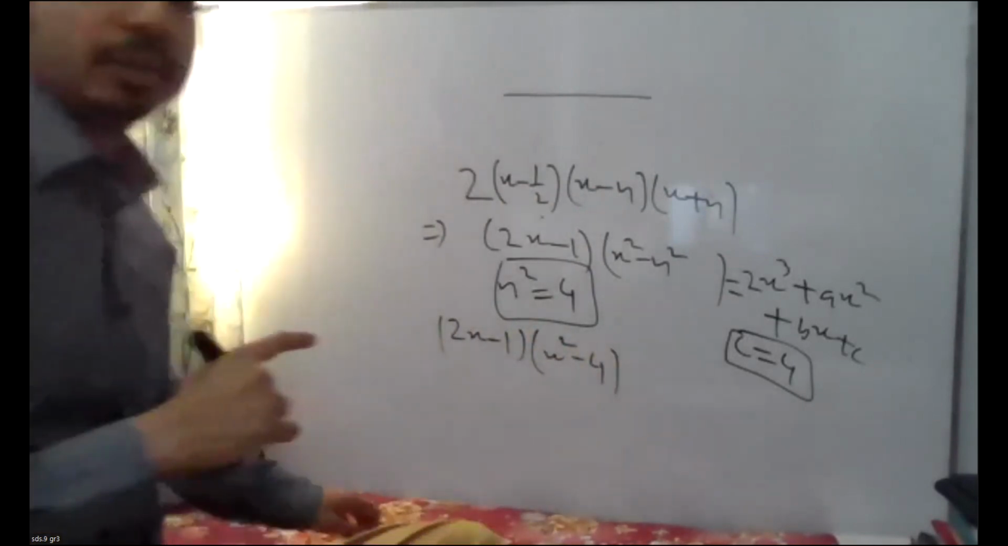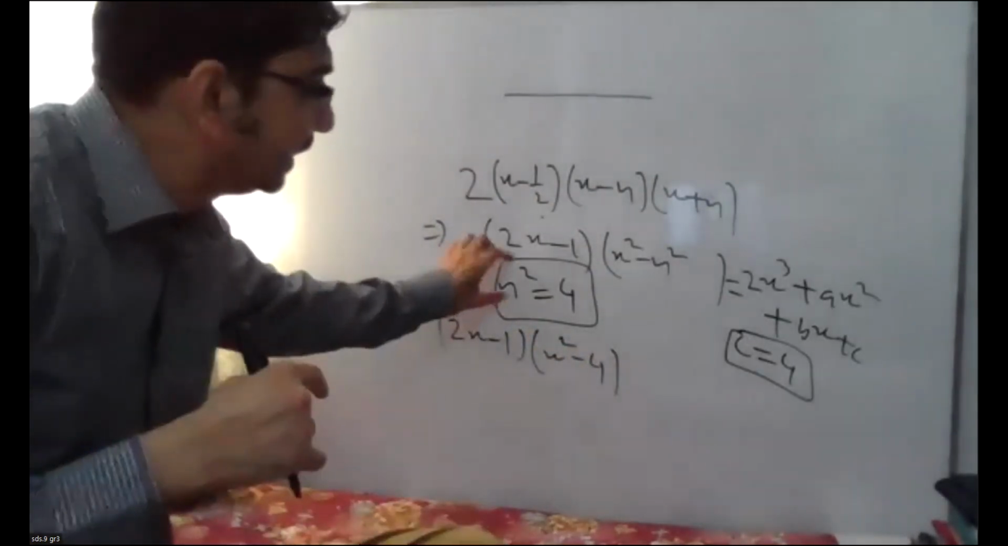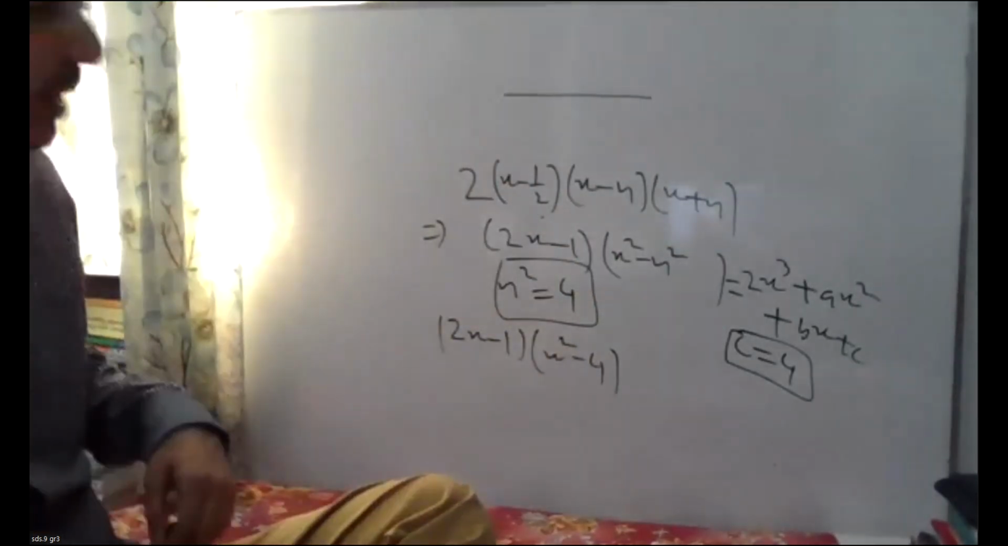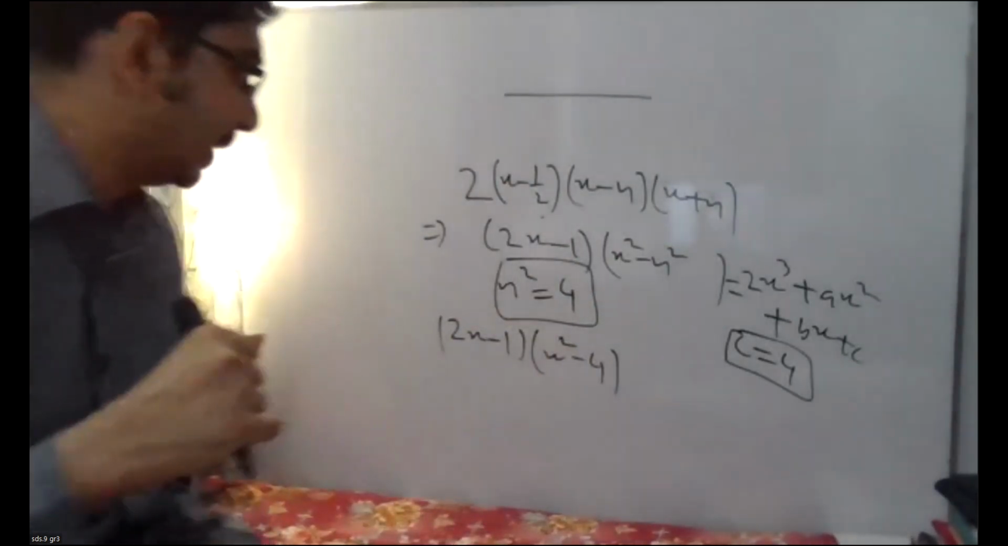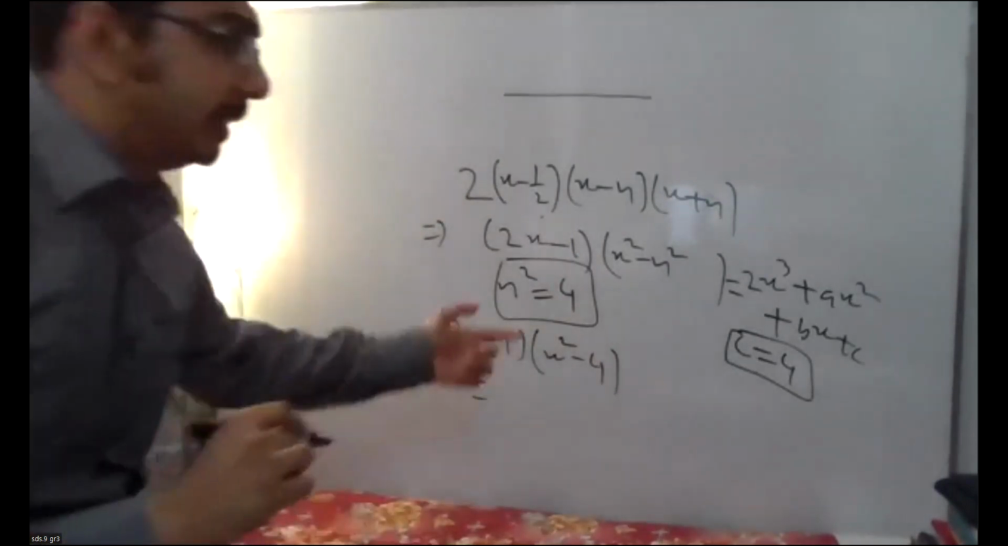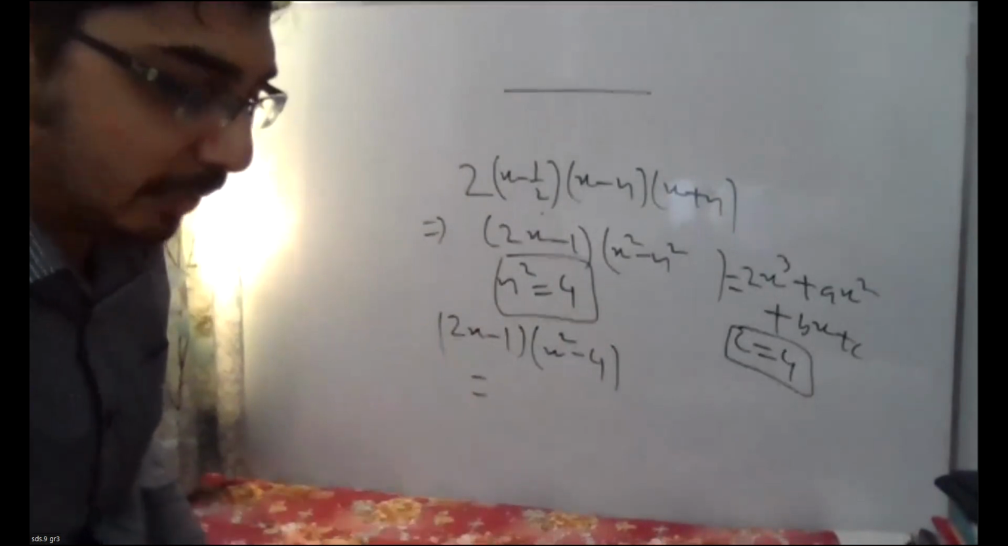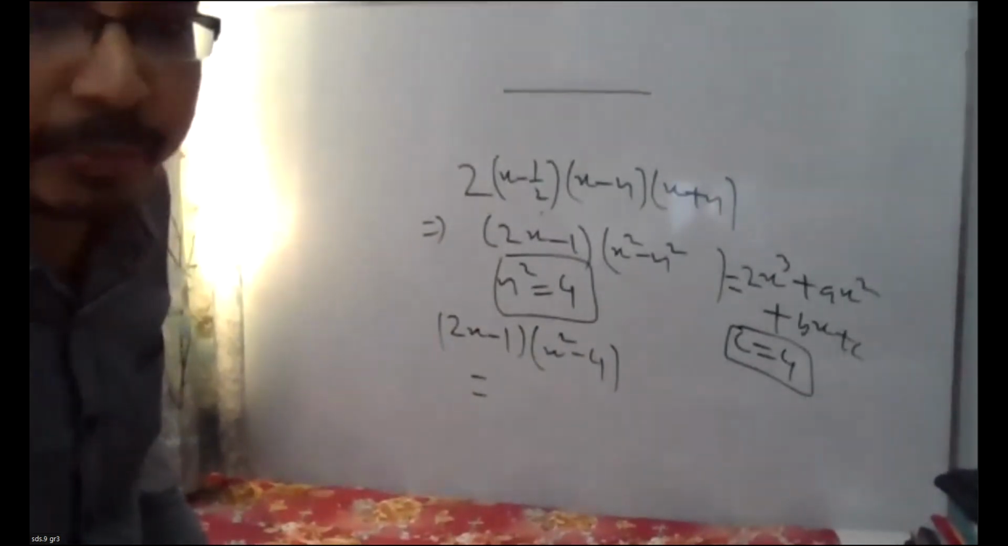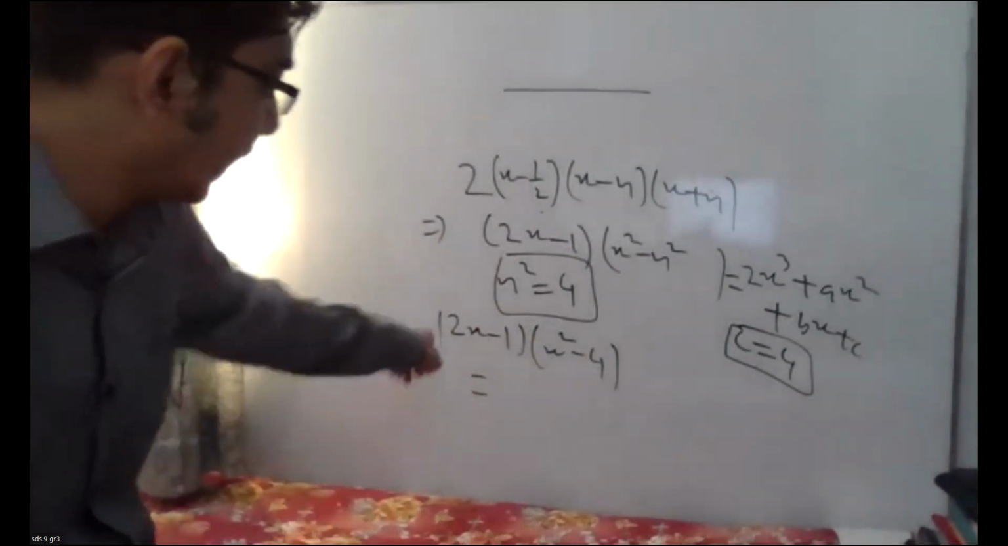If n squared is equal to 4, n is equal to plus or minus 2. I don't need the value of n, I just need the value of n squared. It doesn't matter. Now if I expand this, I will get my answer. Expand this and you will get your answer.